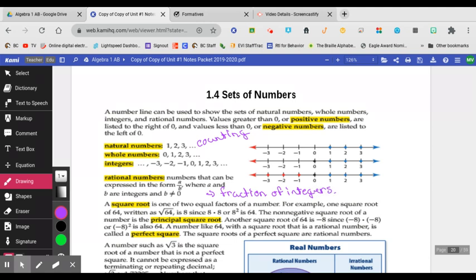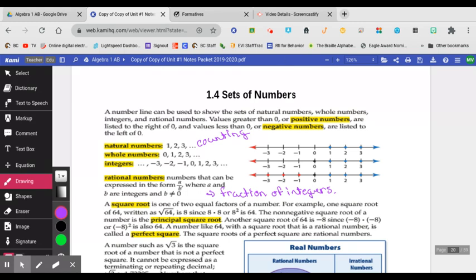Okay, a square root is one of two equal factors of a number. One square root of 64 is 8, since 8 times 8 is 64. The non-negative square root is called the principal square root. Another square root is negative 8, because negative 8 times negative 8 is also 64. Remember, it's really important when we're squaring to have those parentheses.